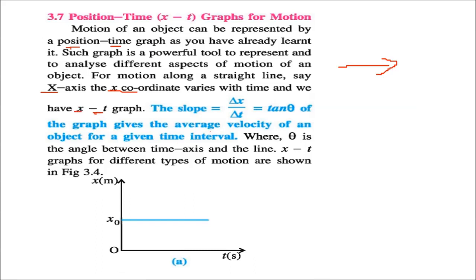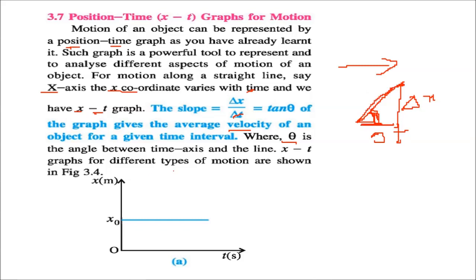The slope, delta x by delta t, the slope basically, we'll talk about this. This is the slope. This theta we are talking about, and this is delta x, this is delta t. So tan theta is simply delta x by delta t, and this tan theta or slope of the graph will give us the average velocity of an object for a given time interval. This theta is the angle between the time axis and the line.